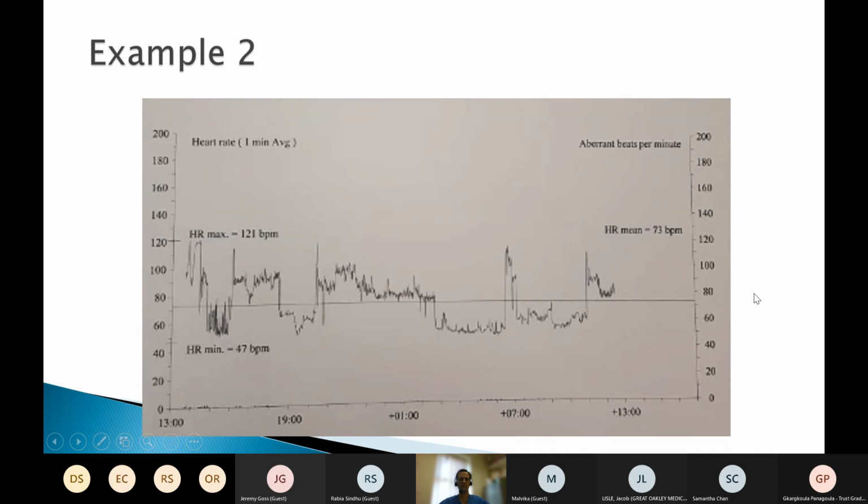Now, what do you think of this example? So I've just shown you something which I said was a very normal sort of appearance. Does anybody have any comments to make about this example? Again, this is the heart rate over a 24-hour period. This is how the heart rate is varying. So the maximum rate's a bit high.